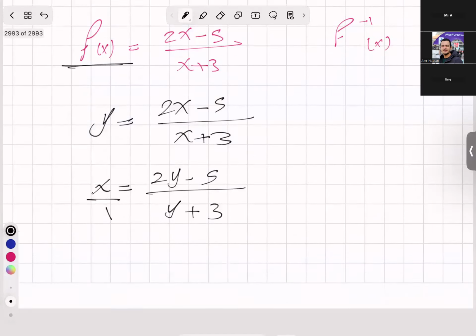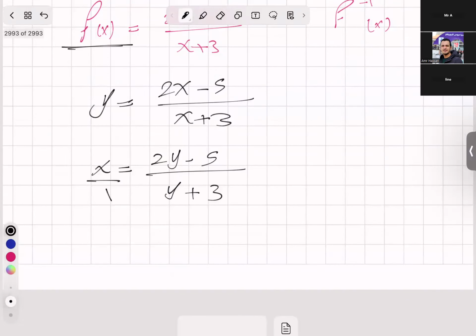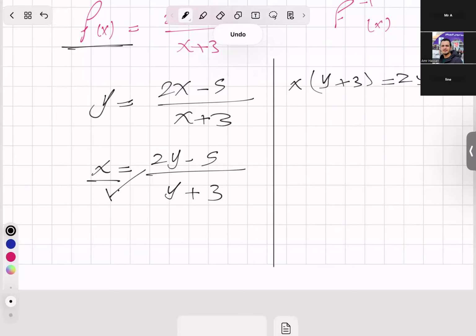I need to look at this one. Let me separate this one. So I need to follow the cross multiplying. So it's going to be x. This one must be multiplied with y plus 3, which equals 2y minus 5, right? Because 1 times 2y minus 5 is going to be the same. So what I'm going to do, I need to distribute x over every single term. So it's going to be xy plus 3x, which equals 2y minus 5, right?